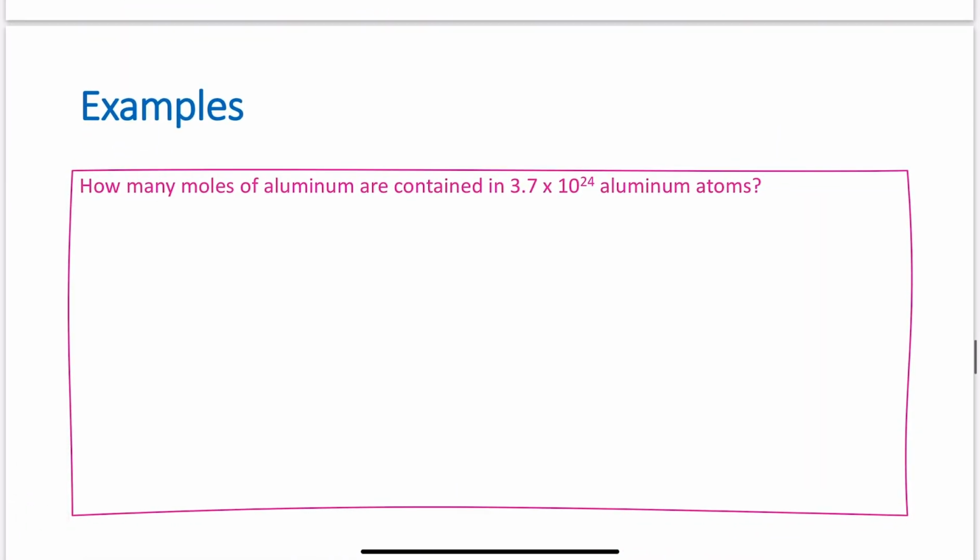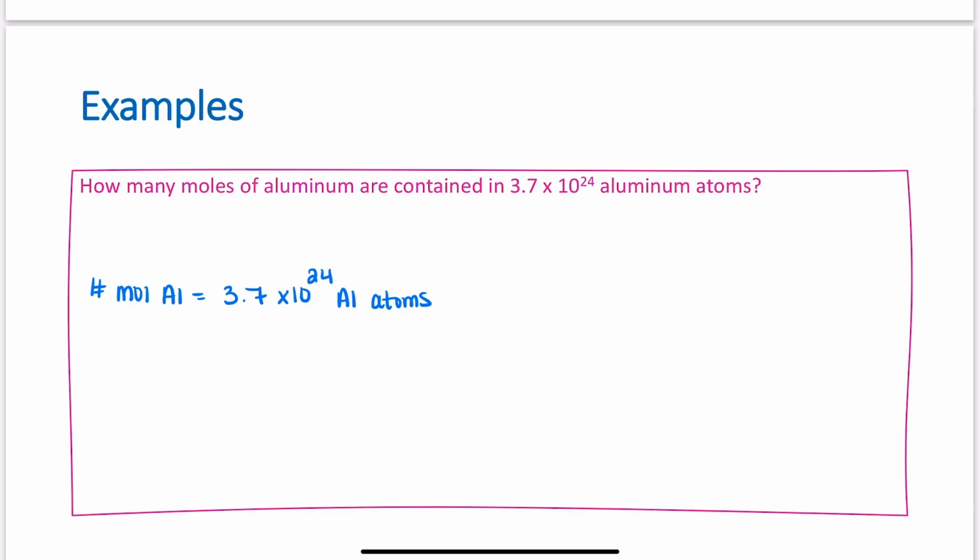See what's next. How many moles of aluminum are contained in 3.7 times 10 to the 24th aluminum atoms? Okay, so again, write down first what you're trying to find. You're trying to find the number of moles of aluminum. Second thing you should write down is what you're given. You're told you have 3.7 times 10 to the 24th aluminum atoms.